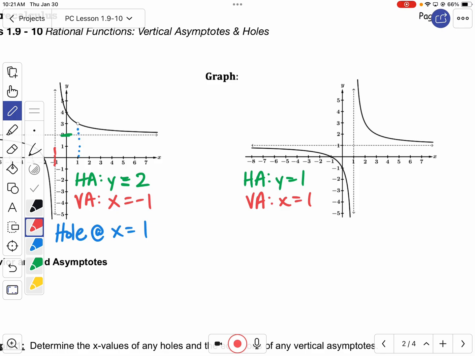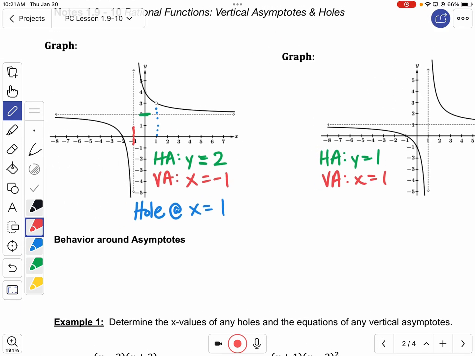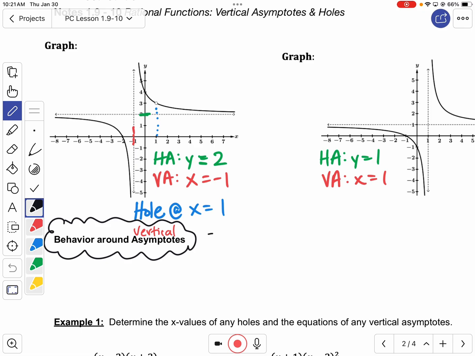Now, one of the things that we've got to talk about today is how to describe behavior, and this should say around vertical asymptotes, okay? So add that in right there, okay? I want to talk about how do we describe the behavior of my function around a vertical asymptote, right? To the left of that asymptote and to the right of that asymptote. Okay, so to the left and to the right.